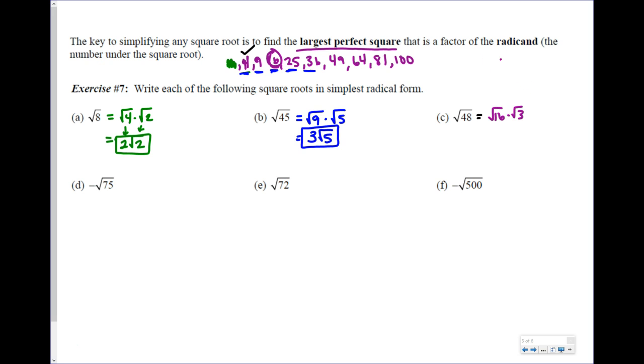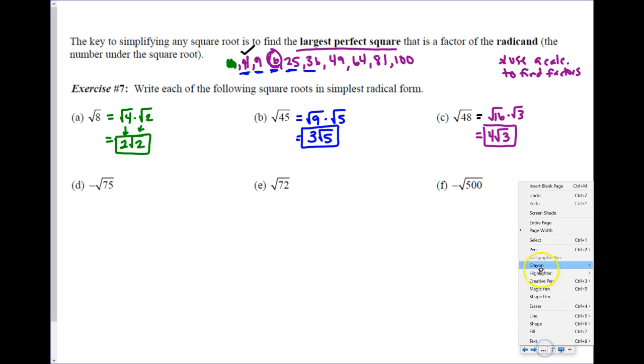Now, it might be helpful to use a calculator to find factors. If you're not great with your multiplication tables and you don't know that 16 times 3 is 48 off the top of your head, you might have to keep attempting to multiply in your calculator until you find that. Okay? So the square root of 16 converts into a 4, and the square root of 3 just gets brought down next to it.